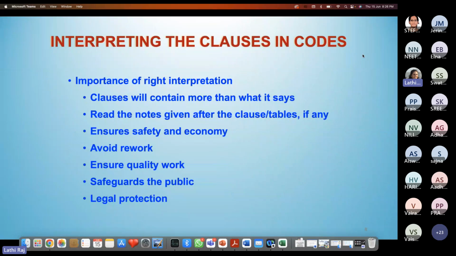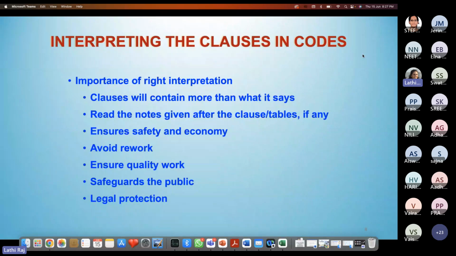Each clause, if you see the languages given in the code, is like the law language. It is very difficult to understand. Some of the clauses, even if you read four or five times, you will not be able to understand what they mean. That is why an explanatory handbook is given.